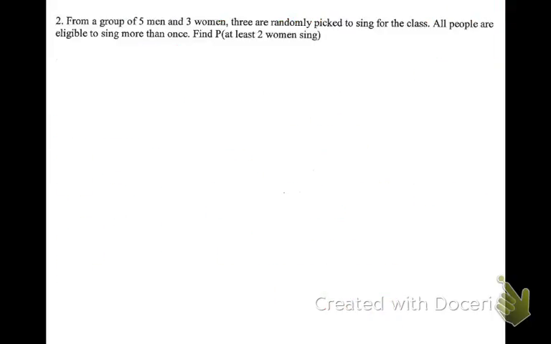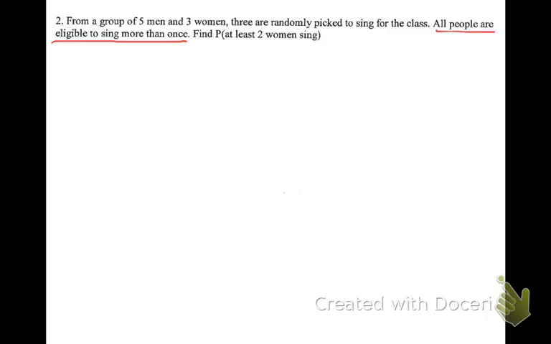Okay, let's look at number 2. From a group of 5 men and 3 women, 3 are randomly picked to sing for the class. All people are eligible to sing more than once. What is the probability that at least 2 women sing? So it looks very similar to that last problem, right?